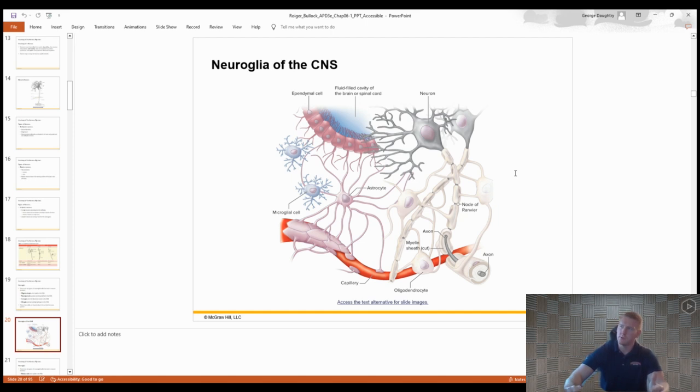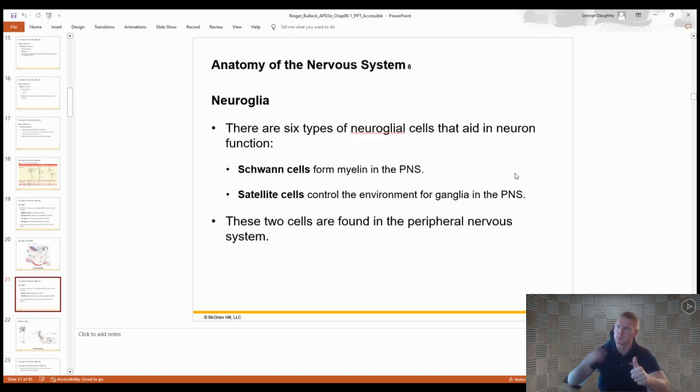Of course, you're not going to have to look at this image and identify what's what, but just know neuroglia cells are assisting a portion of the central nervous system. They're assisting a neuron that's trying to do something in the central nervous system. The big one is the oligodendrocyte. Okay. Then we have the neuroglia of the peripheral nervous system.